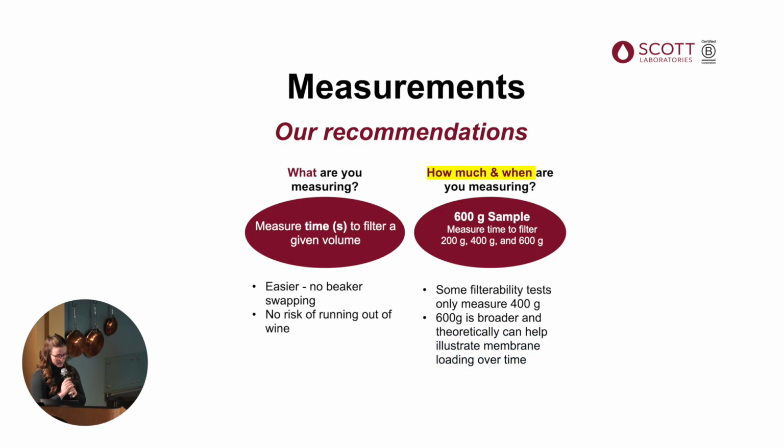So what do we recommend? We recommend a 600 gram sample, and we recommend measuring time to filter 200, 400, and 600. And this really has to do with the calculations that we recommend, which we're going to go over. But overall, measuring 600 instead of 400, theoretically, it's a broader measurement, and it can help illustrate membrane loading over time better than a smaller sample.